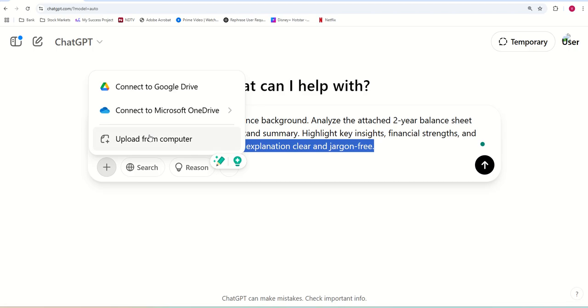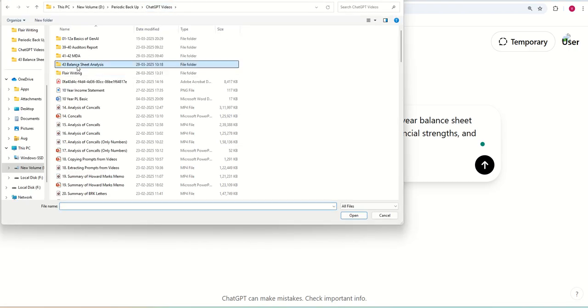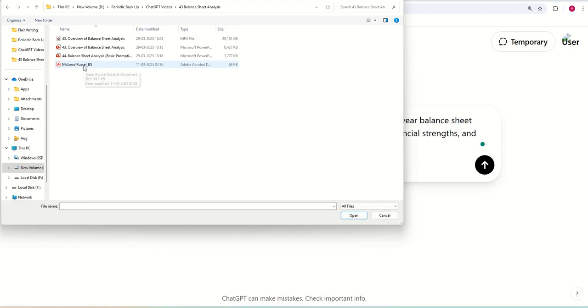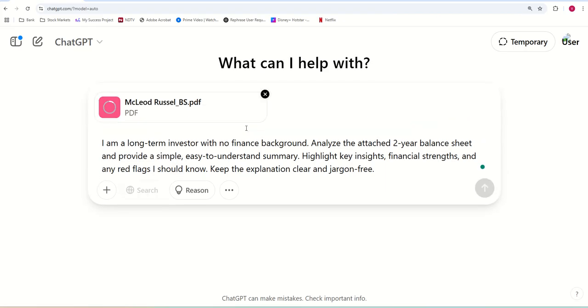So now I attach the balance sheet. Here I'll be using the balance sheet of McLeod Russell, from 2021 or prior to that. It's getting uploaded, so let me run the prompt and see the output.